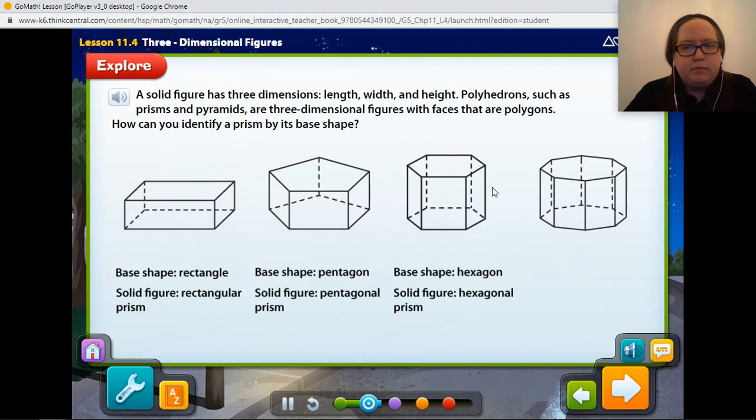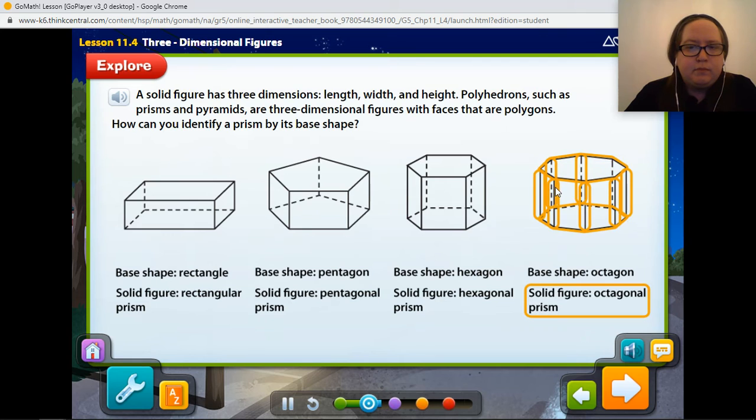What is the base shape of this figure? The base shape of this prism is an octagon. What is the name of this prism? The solid figure is an octagonal prism.